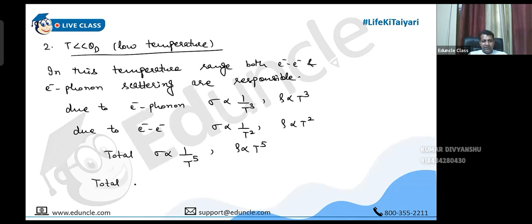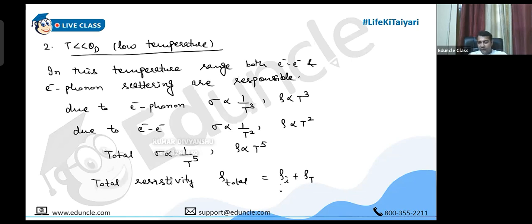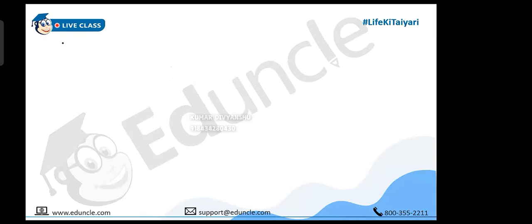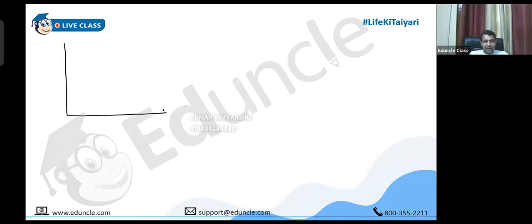Because total resistivity is written as rho_i plus rho_T. This is impurity dependent resistivity and this is temperature dependent. So the resistivity is affected by two factors, one is the temperature and the other is the impurity. It means if we have a plot of resistivity, we can get information about the impurity content, because it depends upon the impurity concentration. Clear? Total resistivity, yes. I'm making a graph for this, which will give you better understanding. Actually, I will be making two graphs.